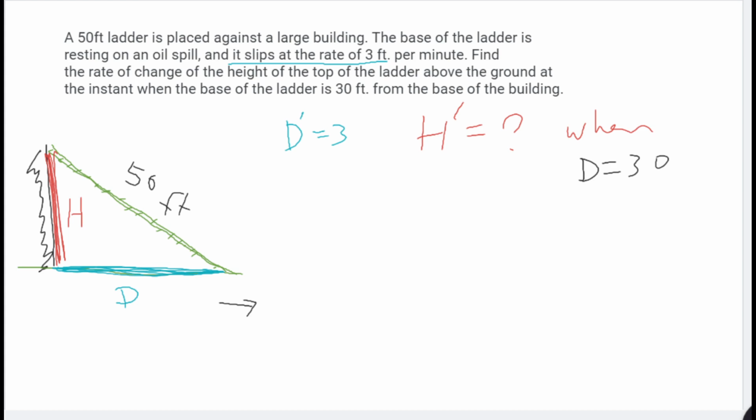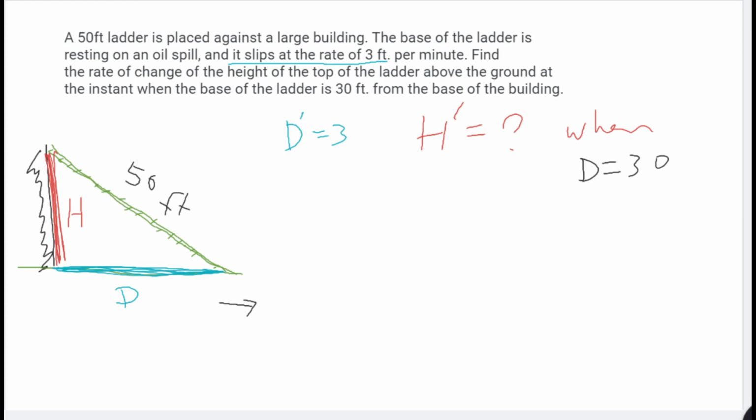Then there's a quantity D that's changing too. D is not always 30. We only know that when D is 30, we're supposed to find the rate. We're supposed to find out how fast the H changes. All right. So the bottom you cannot label as a 30, because it's changing. Well, we draw a picture, we label and identify everything.